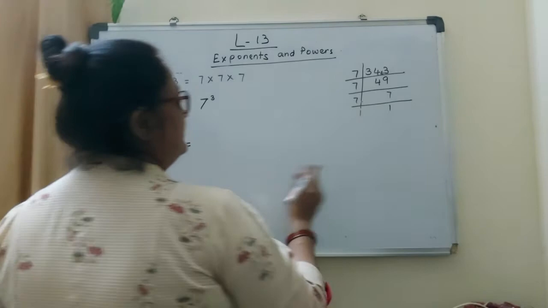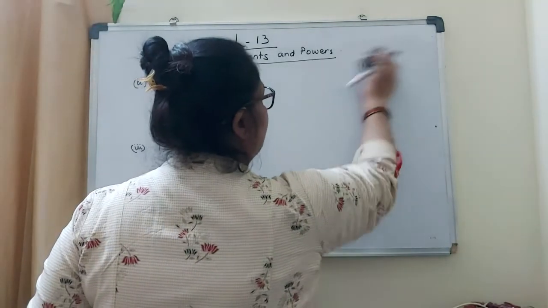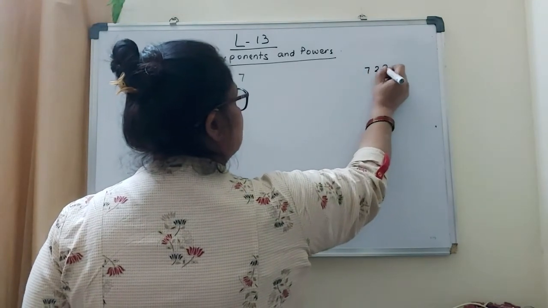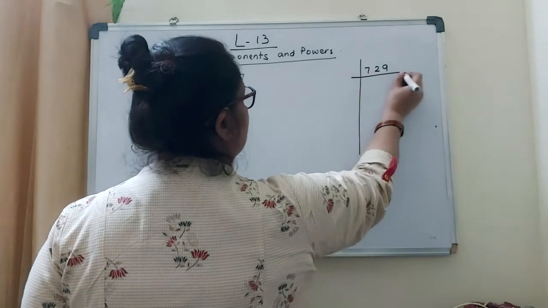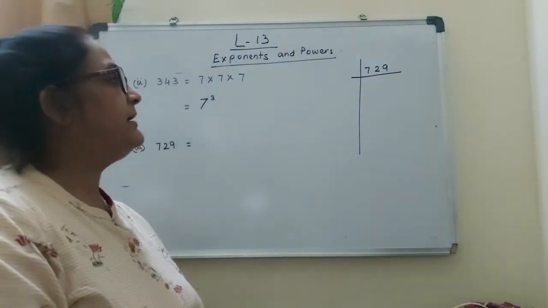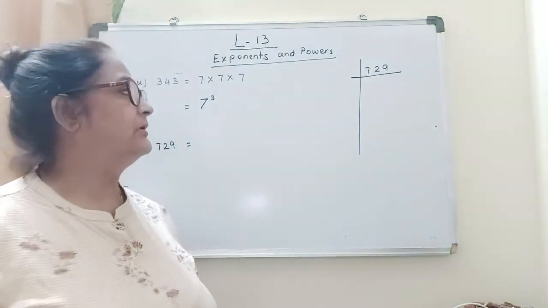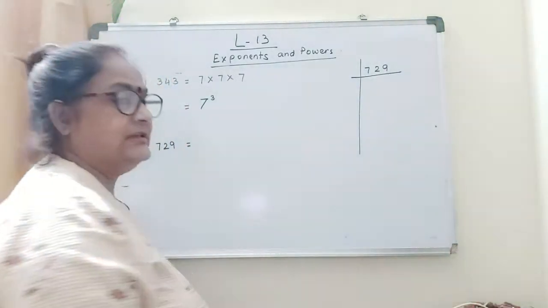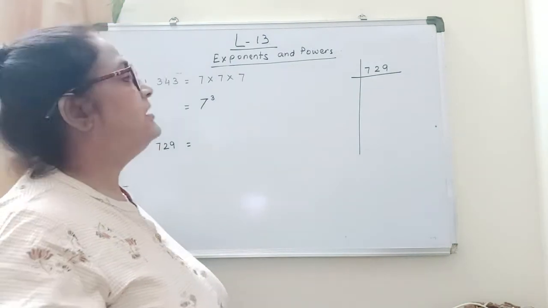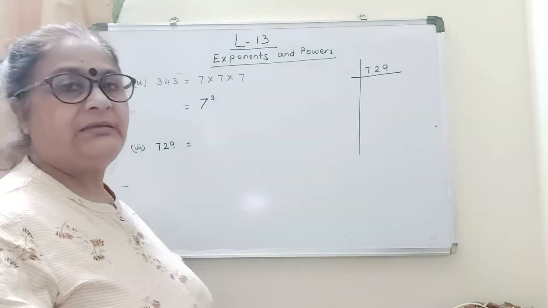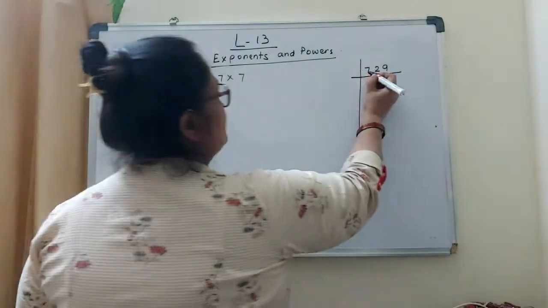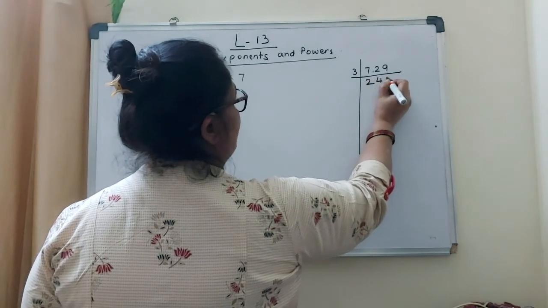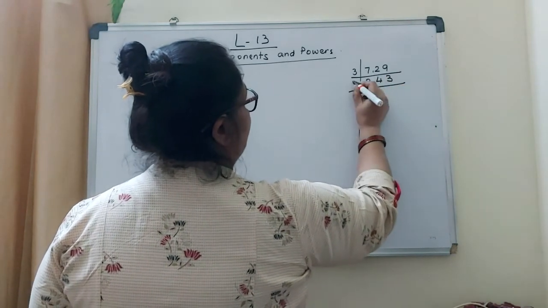729. Now 729, remember it has to be with each one. Okay, I'm not getting much space, so I'm doing it here. 729, sorry. This is not divisible by 2 because it's an odd number. Divisibility of 3: 7 plus 2 is 9, 9 plus 9 is 18. 18 comes in the tables of 3, so 729 can be divided by 3. So divide it with 3. 3 twos are 6. 3 fours are 12. 3 threes are 9. Again with 3.